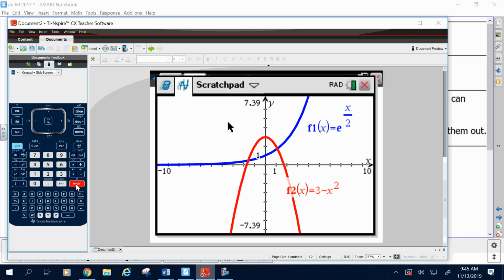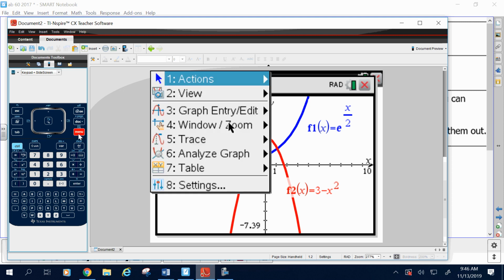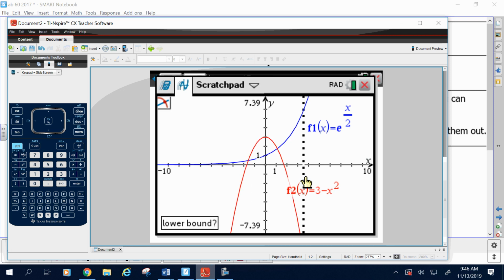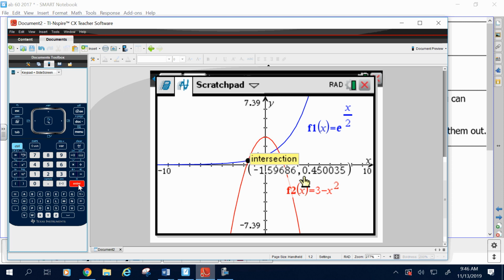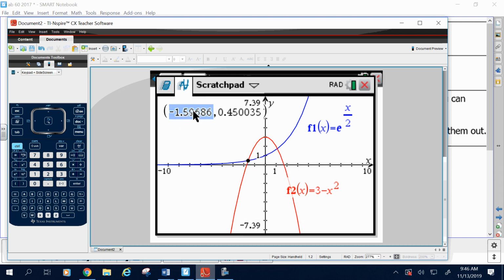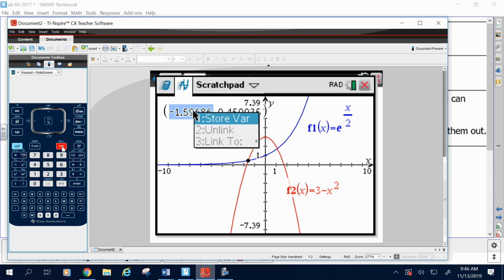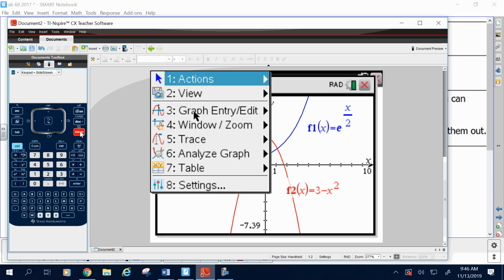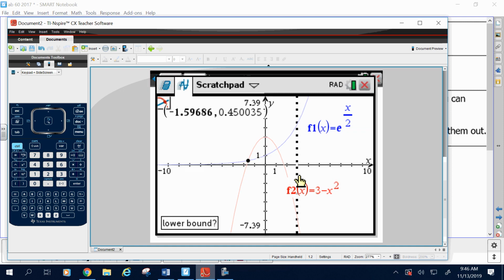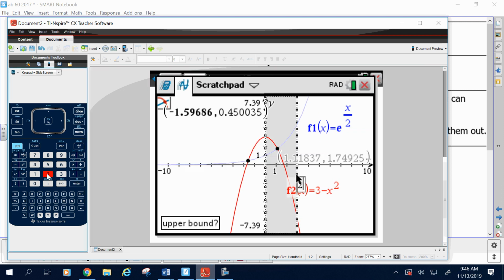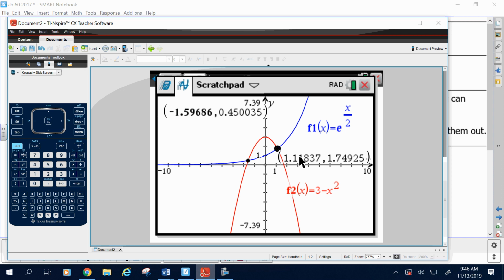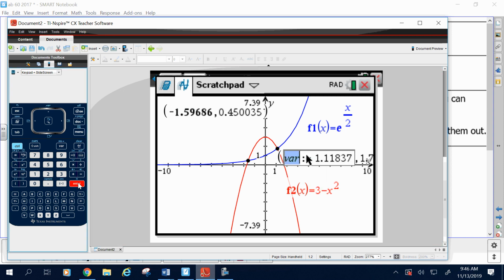All right, so your intersection points. It looks like the intersection points are between -2 and 0. Do we store the x or the y? X. I don't really care about the y yet, but you will later. Once you store it, it should be bold. -1.596 looks like my leftmost intersection point. Are we cool? All right, the rightmost intersection point is between 0 and 2, and I'm getting 1.118. Did you store that to B?